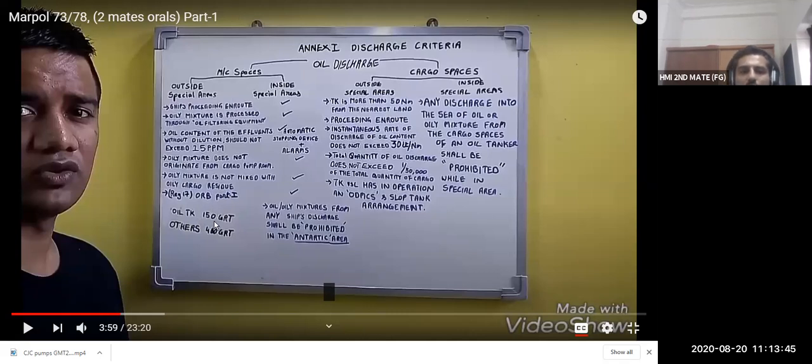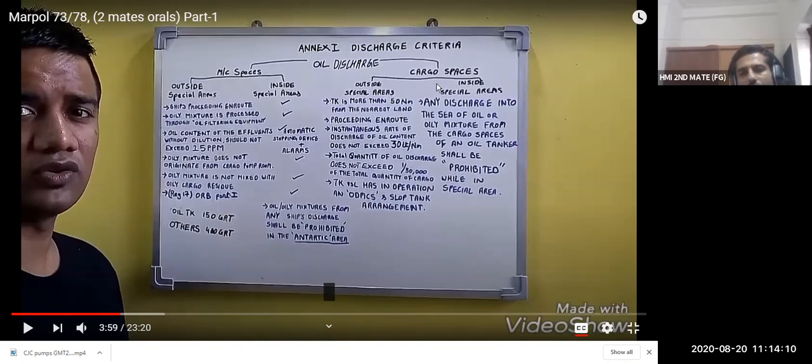Tankers more than 150 GRT need to have this oil record book, and oil tankers and other tankers more than 400 GRT need to have this oil record book. So this is a very good summary. And oil or oily mixture discharge from any ship shall be prohibited in the Antarctic area. So Antarctic is the special area where no discharge is allowed.